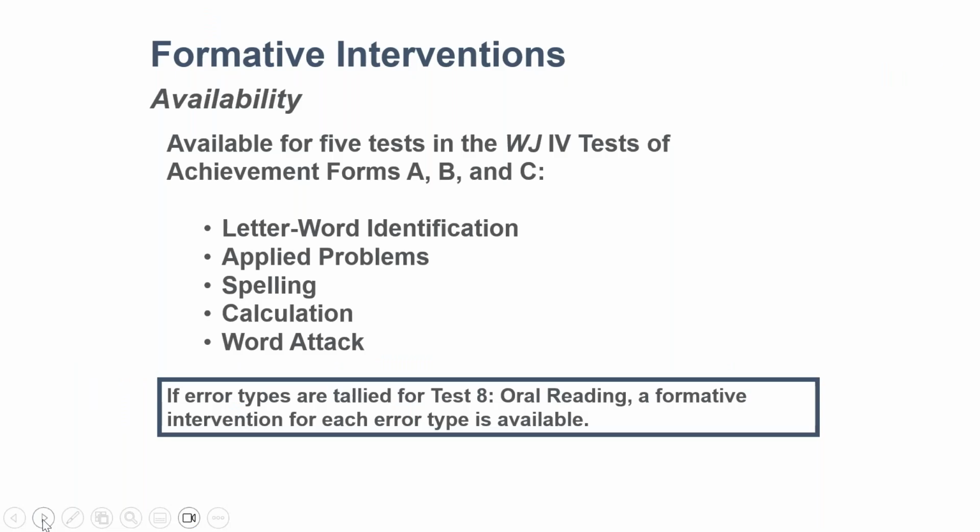And then the formative interventions are those where we can get even more detailed with regards to the types of errors that the student is making. Those are available on these tests: the letter word ID, applied problems, spelling, calculation, and word attack. You can also look at the types of errors that are tallied up in the oral reading test, and you can get some formative interventions recommended for each error type as well.